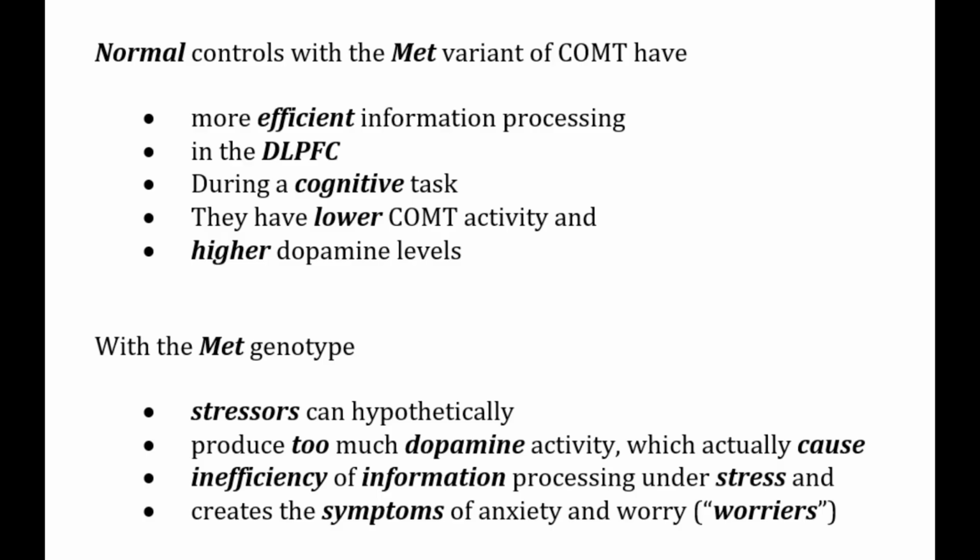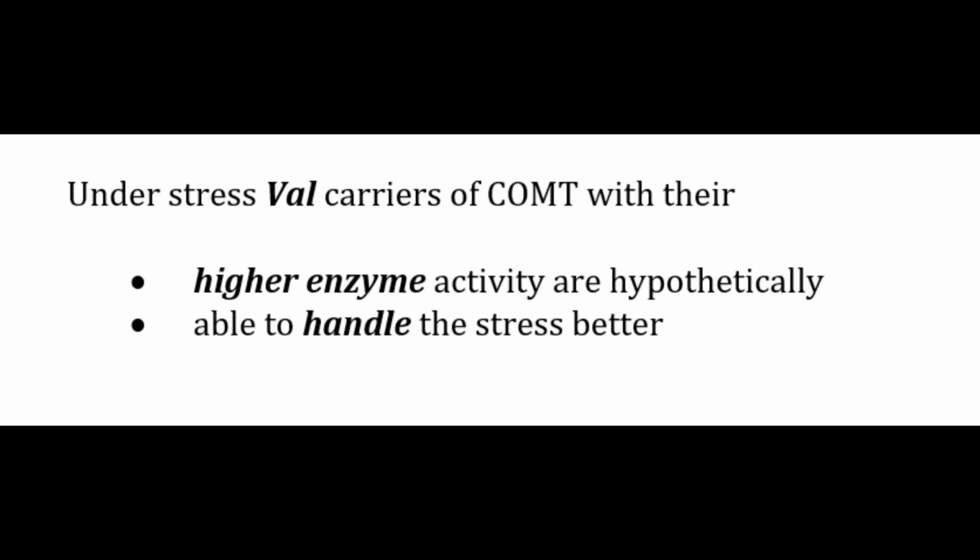Warriors versus worriers. Normal controls with the MET variant of COMT have more efficient information processing in the DLPFC. During cognitive tasks, they have lower COMT activity and higher dopamine levels. But with the MET genotype, stresses can hypothetically produce too much dopamine activity, which actually causes insufficiency of information processing under stress and creates the symptoms of anxiety and worry, that is, worriers. Under stress, Val carriers of COMT with their higher enzymatic activity are hypothetically able to handle the stress better.